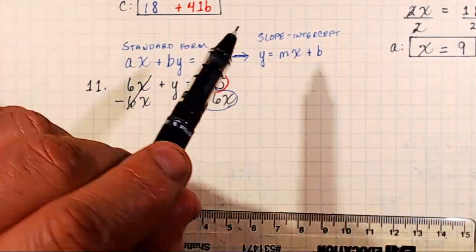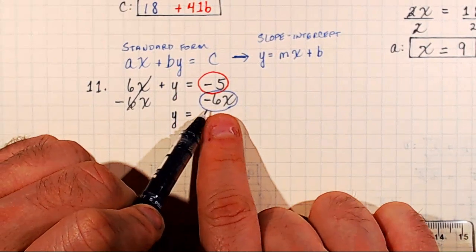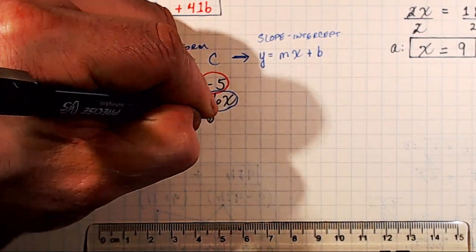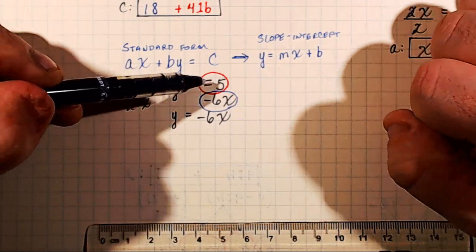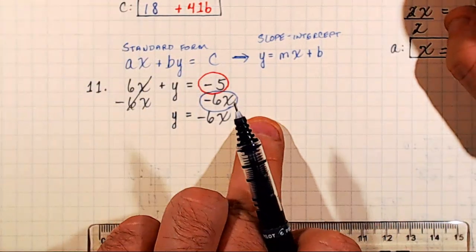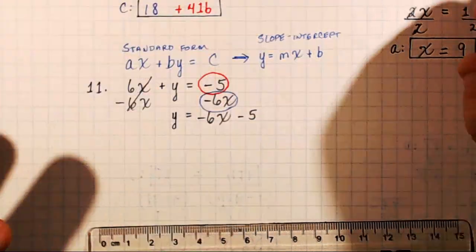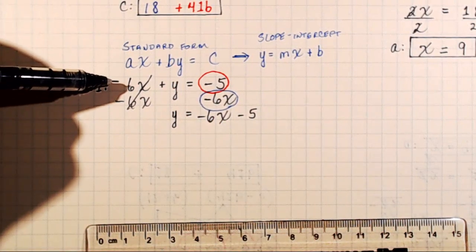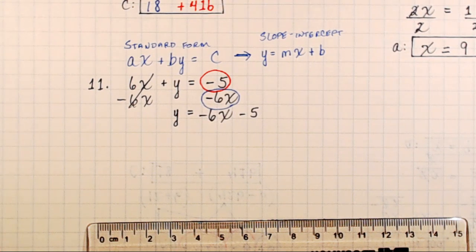And by convention, if I'm trying to get this into slope-intercept form, I should write the term that has the x first. So I'll write negative 6x, and then I'll write the term that is just by itself as a number to the right of the negative 6x. So minus 5. Now I have converted my original equation from standard form to slope-intercept form. Now we're ready to start analyzing this equation.